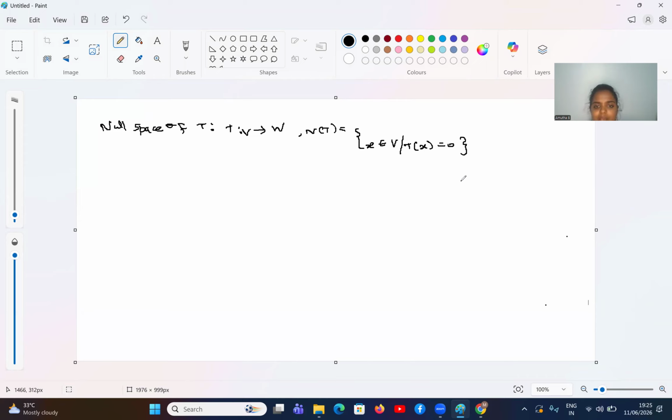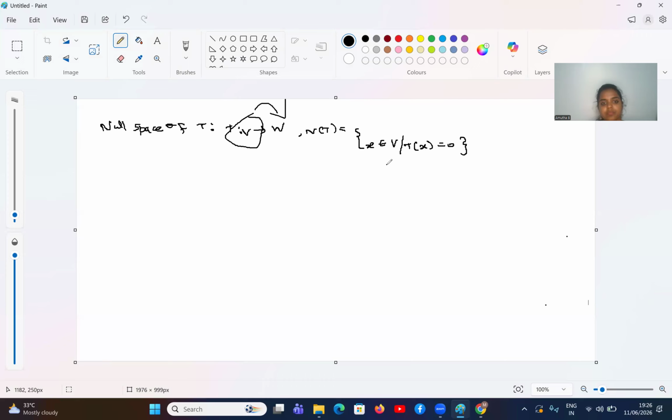What is the meaning of that? For the null space, you have to collect every element from the domain. In this map, the domain is V. We have to collect x from V, those elements which go to 0 in W. You have to collect all the elements from V which go to the particular element 0, not to all other elements. This is the set notation.